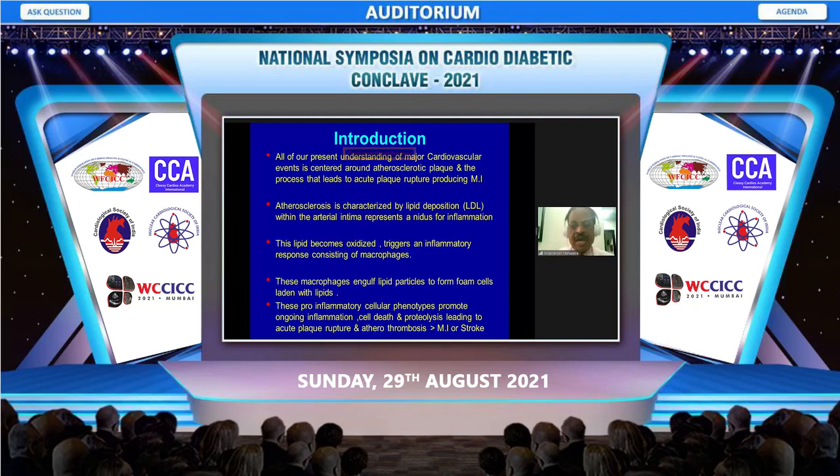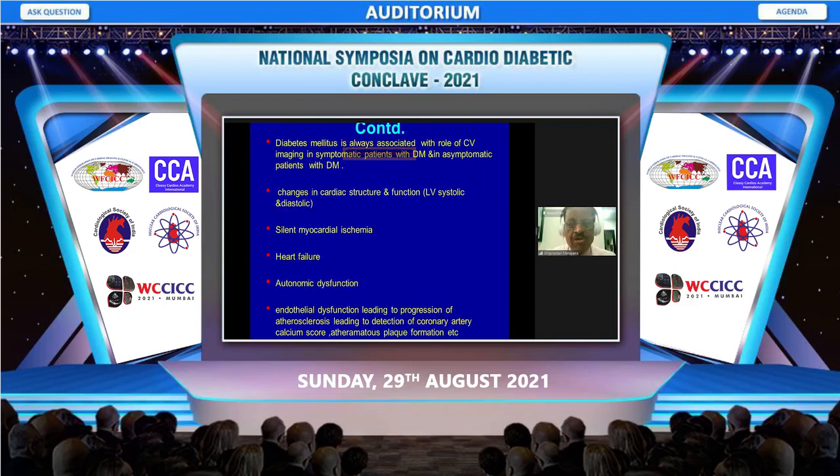Atherosclerosis is characterized by lipid deposition, LDL, within the arterial intima. The atheromatous plaque represents a nidus for inflammation. The lipid becomes oxidized and triggers an inflammatory response consisting of macrophages. These macrophages engulf lipid particles to form foam cells. This pro-inflammatory cellular phenotype promotes ongoing inflammation, then acute plaque formation, then the rupture.